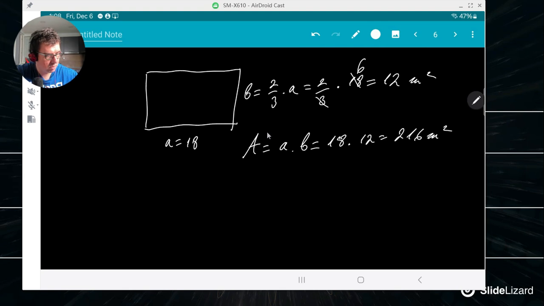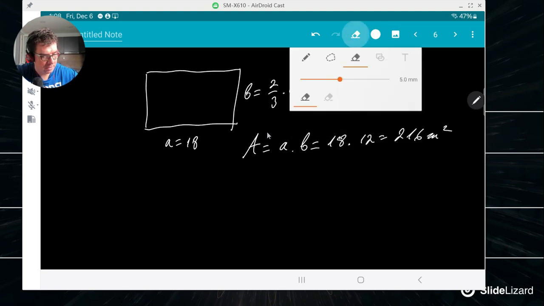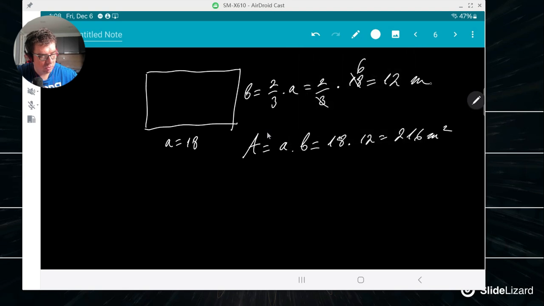meters. Wow. I made a mistake here. It's just meters. It's not meters squared. Meters squared is a unit for area. It's not a unit for length. So B is just 12 meters and the area is 216 meters squared. Okay, let's move to the next one.